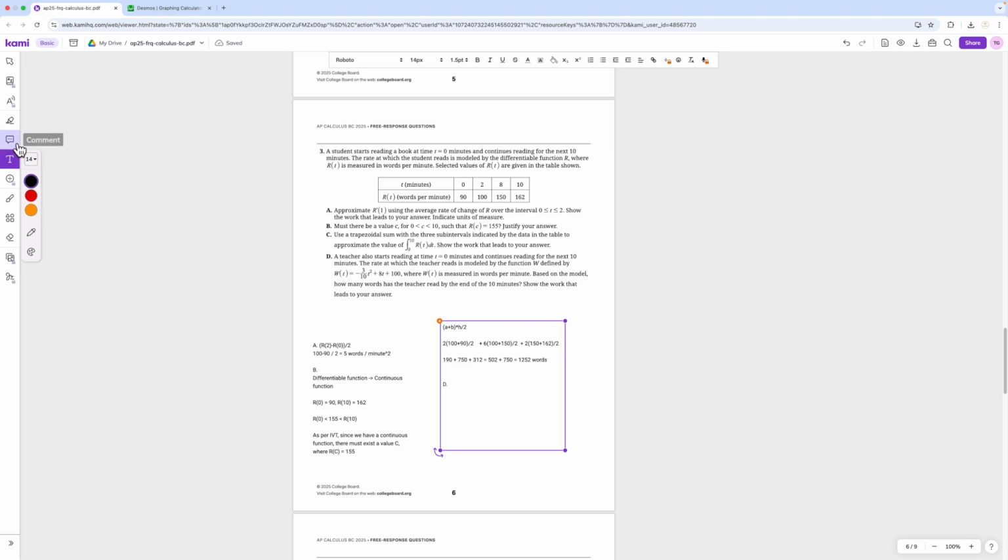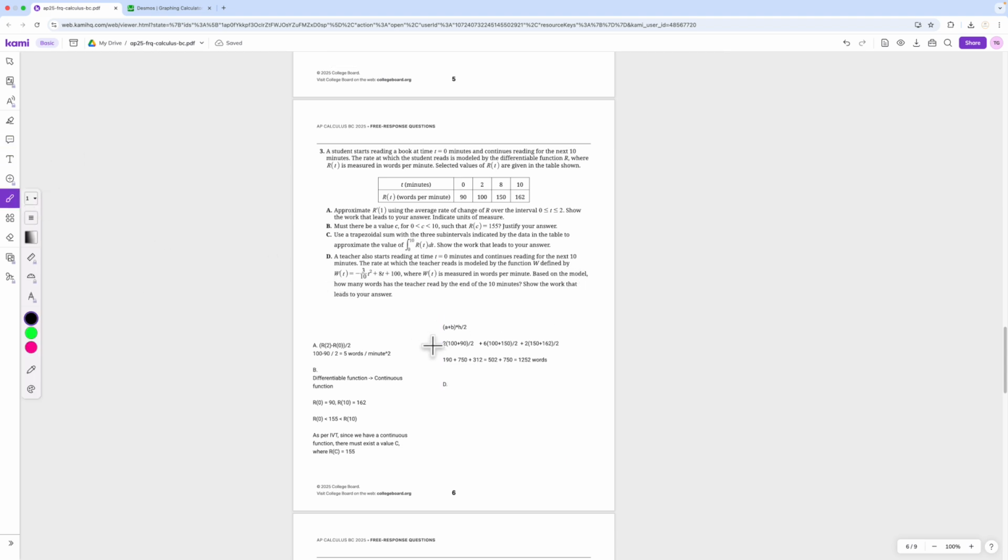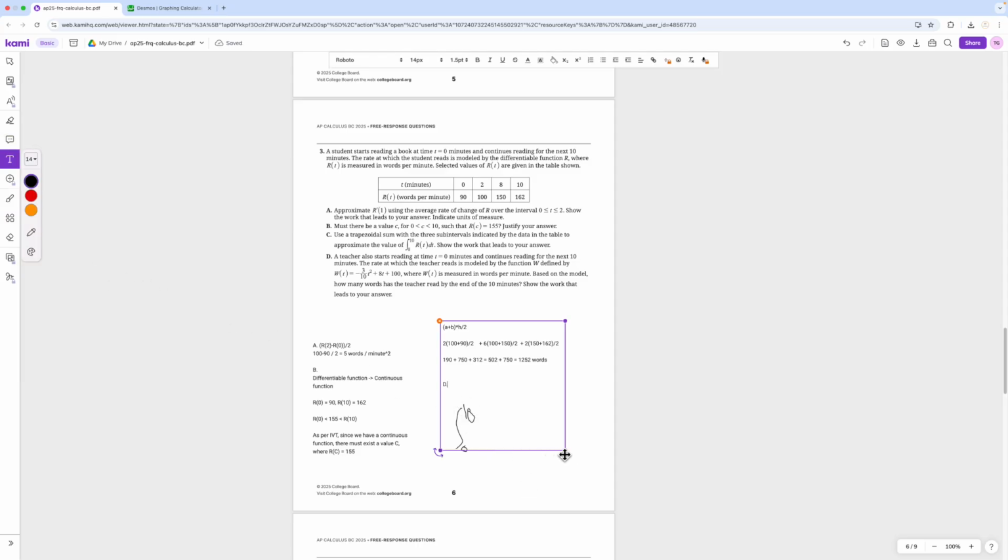Now let's actually do this. So we have to find the amount of words that the teacher has read, but we're given that this is the rate at which the teacher reads. If we integrate the rate, then we get the amount. So we're going to integrate from 0 to 10, and we're going to write our function here. So our function is going to be, let's close this.